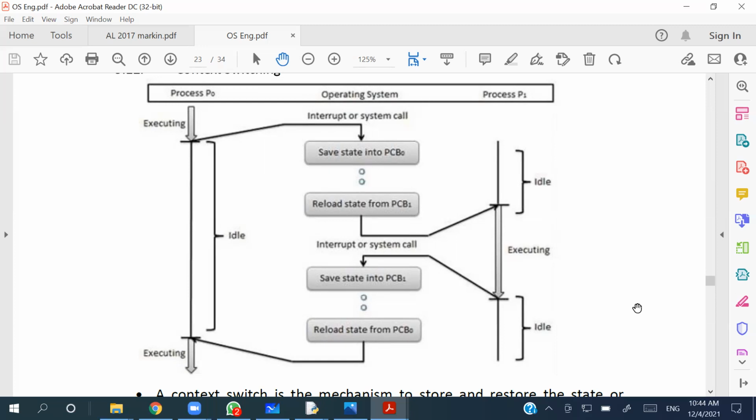So blocking happens like when the state changes into blocked, that particular process will be moved to the RAM, not to the virtual memory. That means not to the hard disk, right?